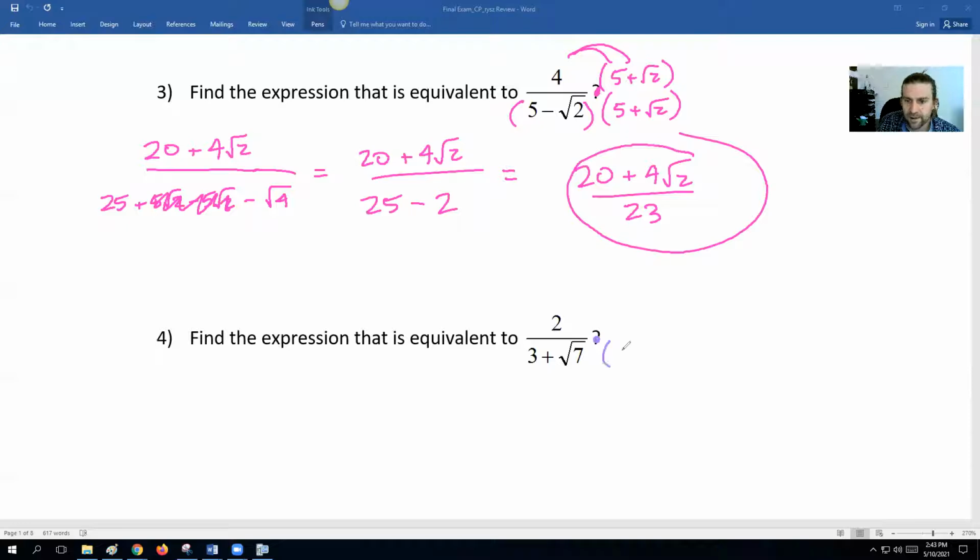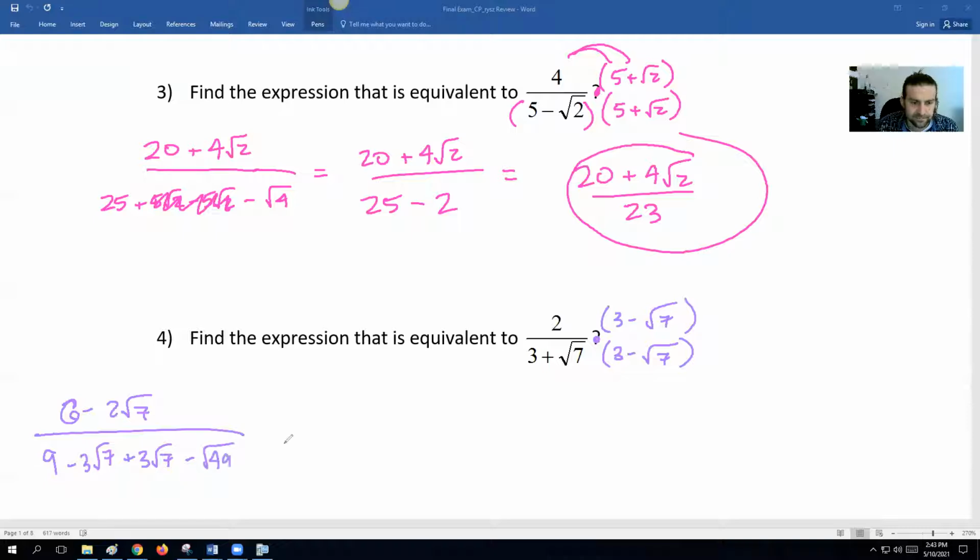All right, so let's repeat this process again over here. We're going to multiply by 3 minus radical 7 on both the top and the bottom. So the top here, we distribute. 2 times 3 is 6, minus 2 times radical 7 is 2 radical 7. The bottom, we'll distribute here. 3 times 3 is 9, and then 3 times negative radical 7 is negative 3 radical 7. Radical 7 times 3 is a positive 3 radical 7. They cancel out. And then radical 7 times negative radical 7 is negative radical 49.